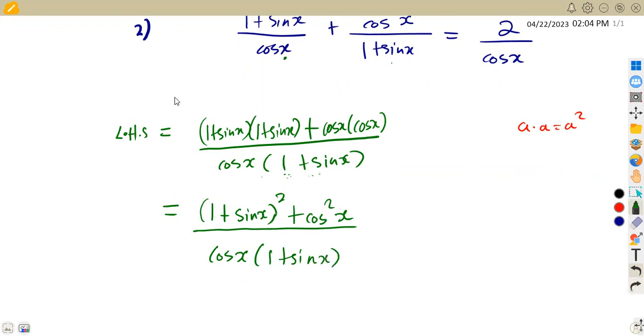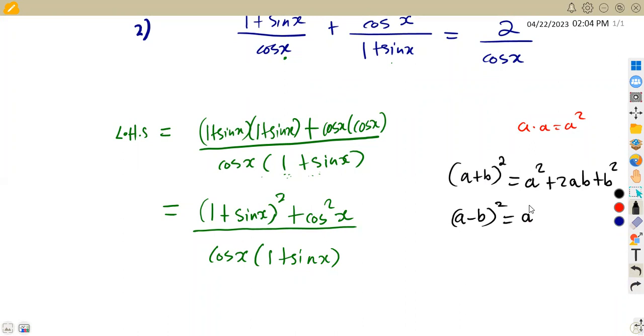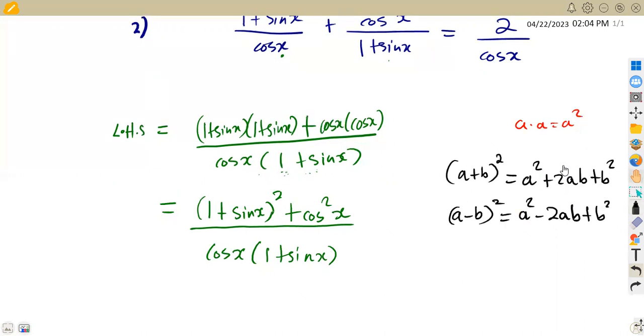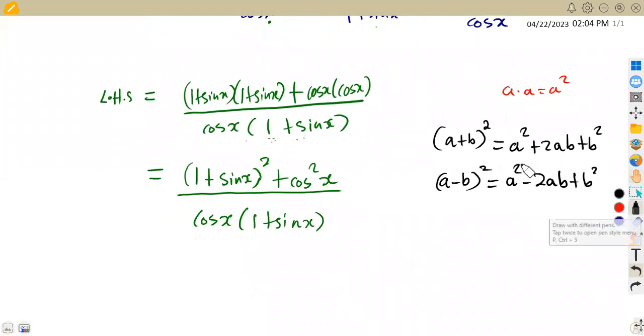If we check here, we have a bracket that we're supposed to expand, (1 plus sine x) squared, which we can refer back to the expansion of (a plus b) squared. Any bracket to the power of 2 gives 3 terms: a squared plus 2ab plus b squared. When it is a negative, (a minus b) squared is equal to a squared minus 2ab plus b squared. You're supposed to know these identities or expansions when you're expanding brackets. This can lessen your calculations. Instead of expanding those 2 brackets, we can simply apply this concept.